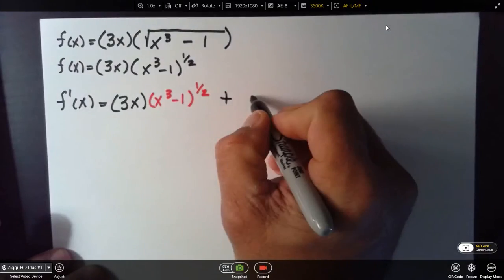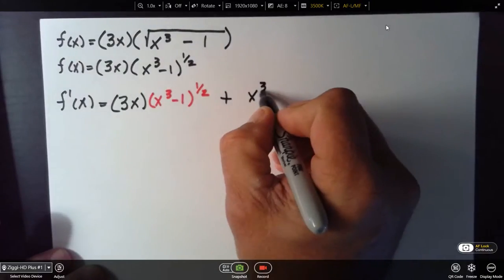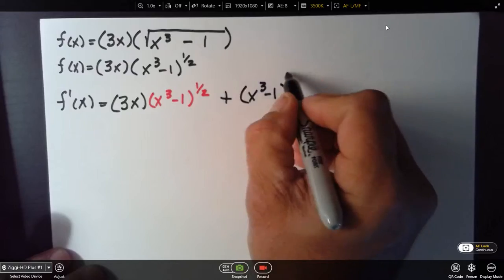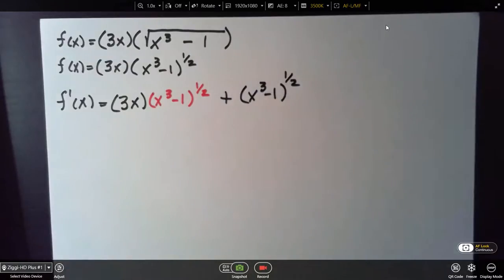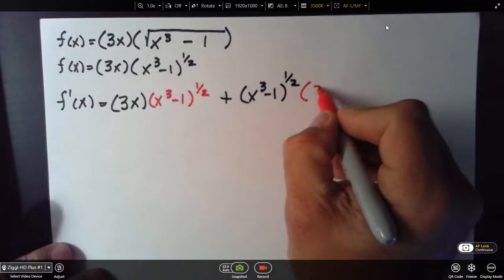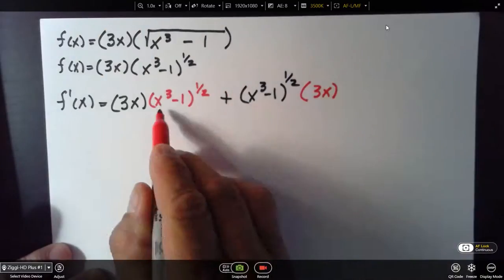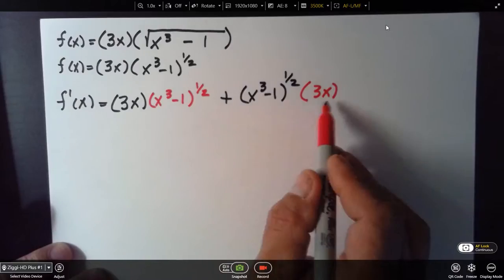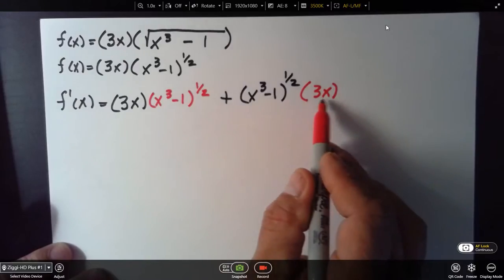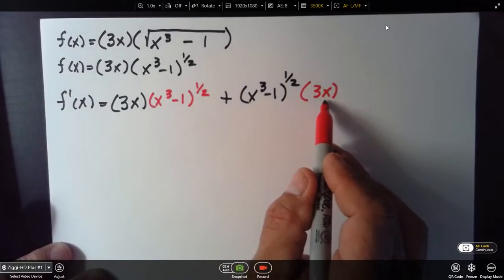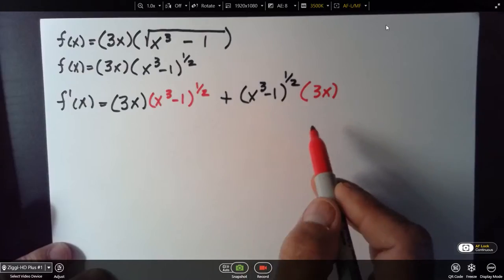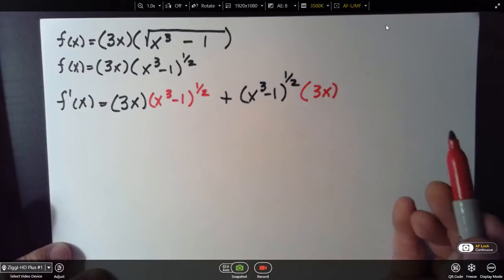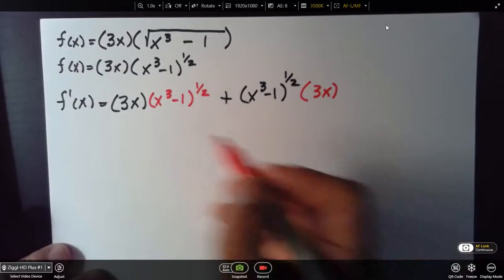The second is going to be (x to the third minus 1) to the 1/2 power times the derivative of the first. Derivative of 3x. So you've got the first times the derivative of the second plus the second times the derivative of the first. Now this one's no problem because you don't have to use anything but the basic laws of derivatives. The derivative of any constant times a variable is just the constant. So the derivative of 3x is 3.